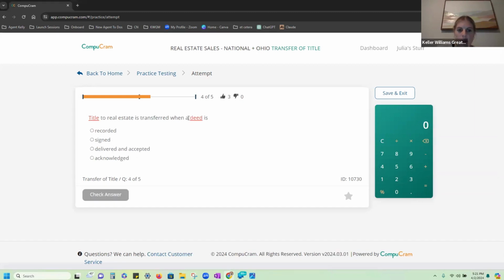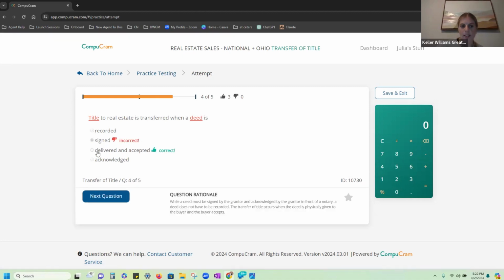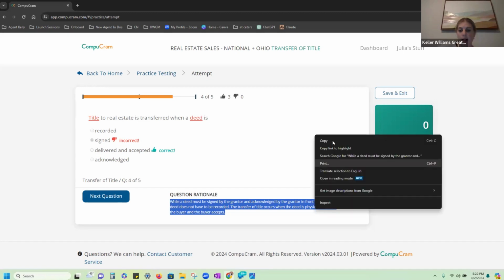Okay. Title to real estate is transferred when a deed is A, recorded, B, signed, C, delivered and accepted, or D, acknowledged. So title to real estate is transferred when a deed is... B, signed. So it's D, delivered and accepted. You're correct that a deed must be signed by the grantor and acknowledged by the grantor in front of a notary, but a deed does not have to be recorded. The transfer of title occurs when the deed is physically given to the buyer and the buyer accepts.